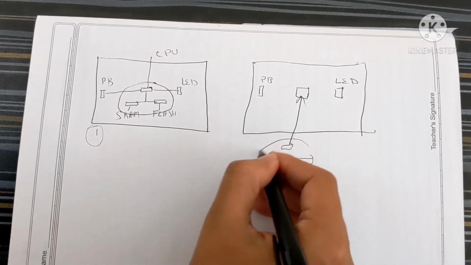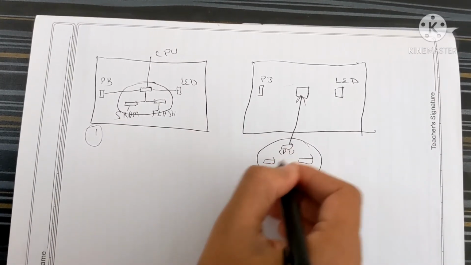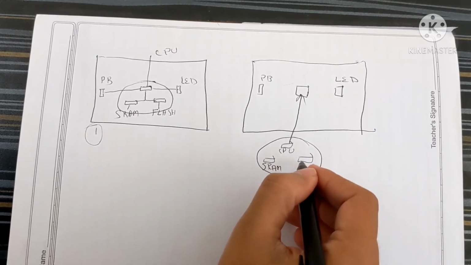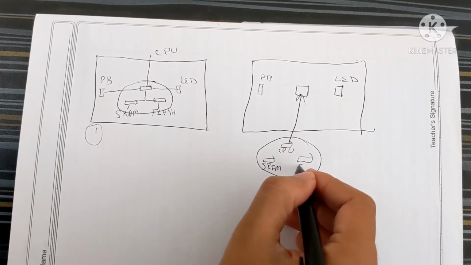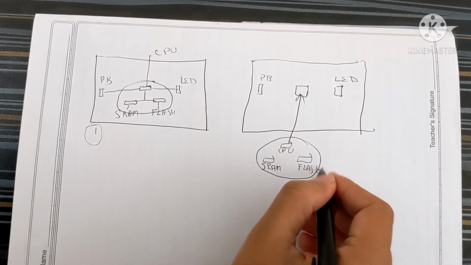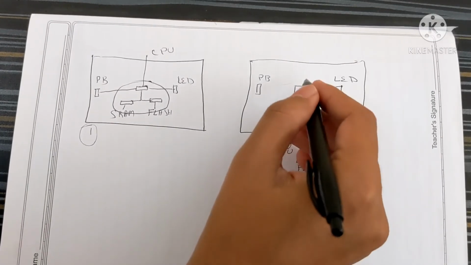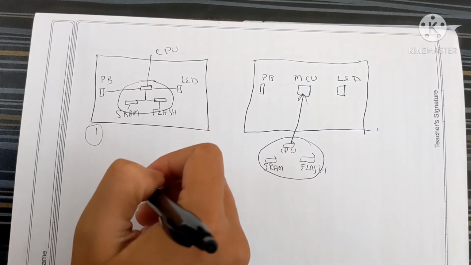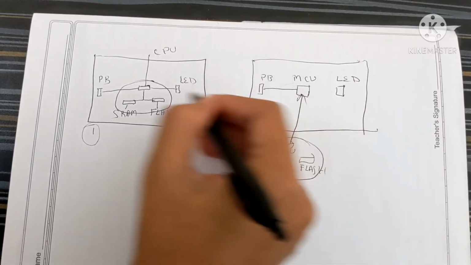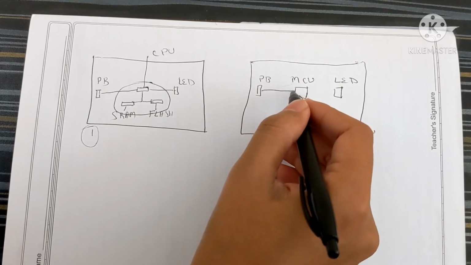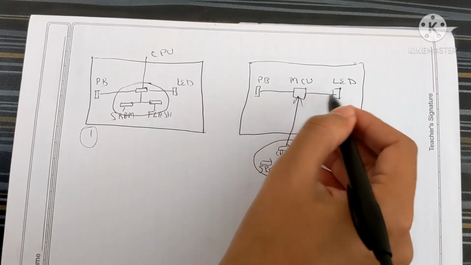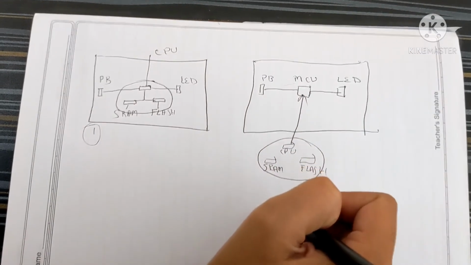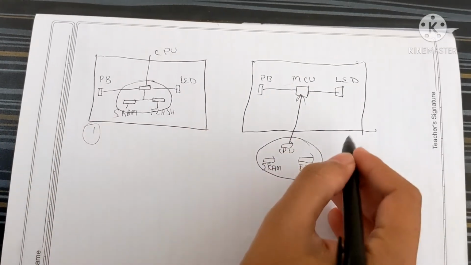These three components, CPU, SRAM and flash, are embedded inside one chip and you call that chip an MCU, microcontroller unit. Connect the push button through a digital input, and connect the LED through a digital output. Okay, so this is architecture 2.